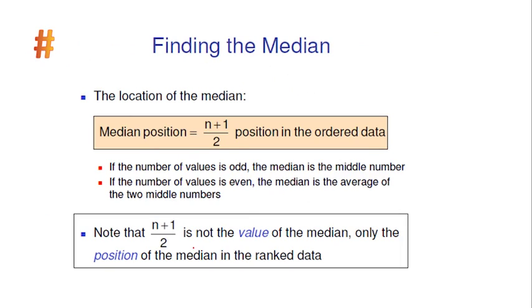Finding the median, for the odd observations, it is simply the middle value. The formula is n plus 1 upon 2th observation, where n refers to the number of observations. If the number is even, we are going to take the average of the middle numbers.